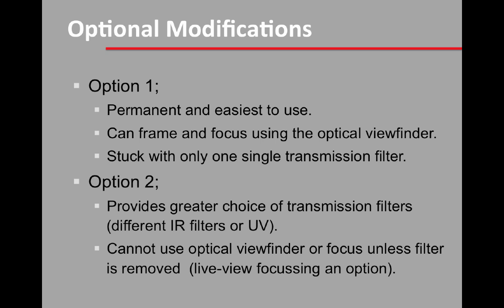The other problem with option two is that you can't use the optical viewfinder, because infrared transmission filters are not see-through. They're only transmitting infrared, which we can't see. So visually, they're opaque, but actually they do transmit infrared. If you've screwed that on the front of your lens and you look through the camera, you can't see anything. So you can't focus, you can't see the image.